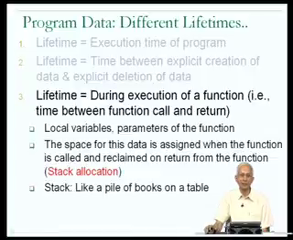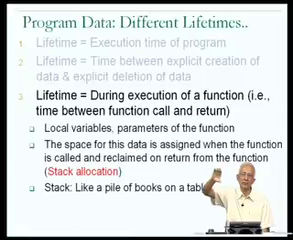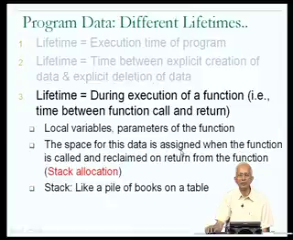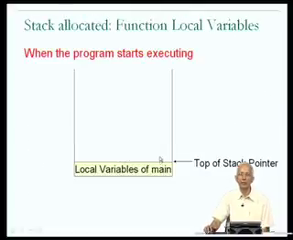If that function calls another function, then space for the local variables and parameters of that second function will be allocated on top of those for the first function. And the second function is going to return before the first function, therefore its local variables and parameters can be popped off the stack, and subsequently the local variables and parameters of the first function can be popped off the stack. So this stack allocation seems to make sense for pieces of data whose lifetime is the execution time of a function, that is the time between call and return. Okay, let's just look at each of these a little bit more carefully.